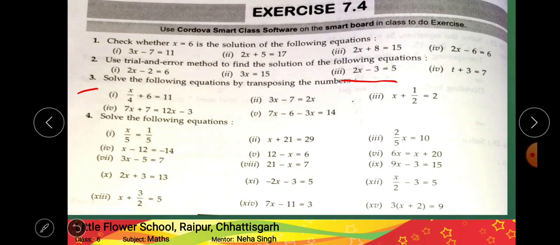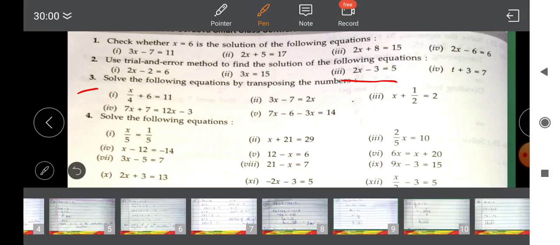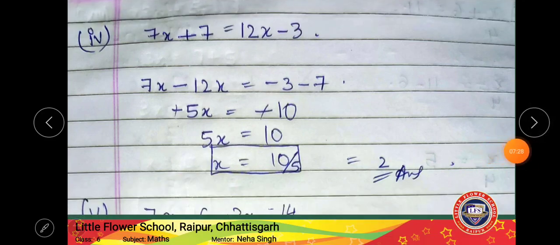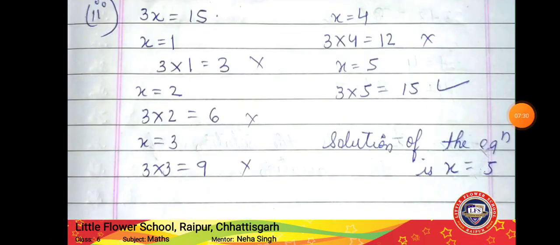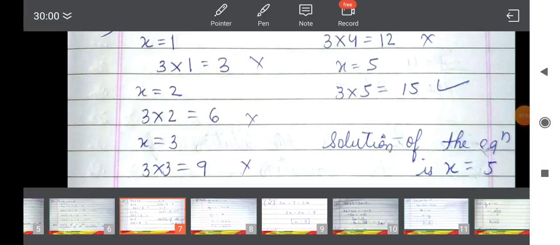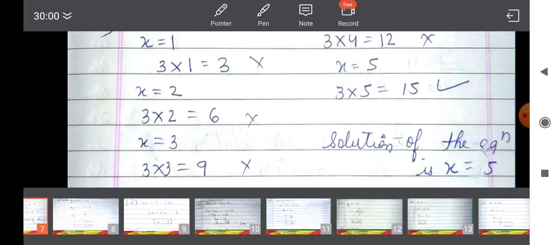The next is, we'll have to transpose and solve. Transpose, right? How are we going to do it? Let us see. Moving on to the next question, that is the third question, first part.